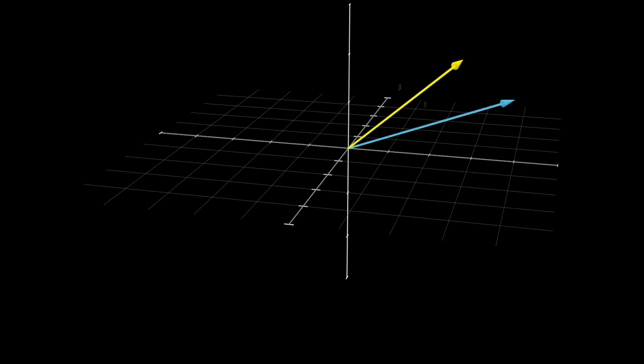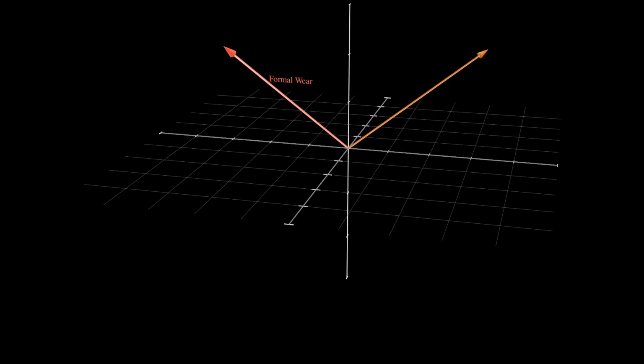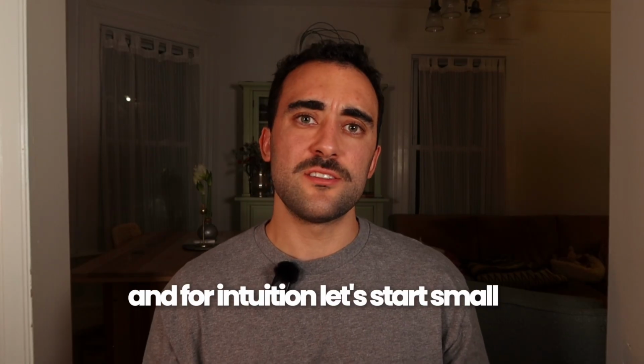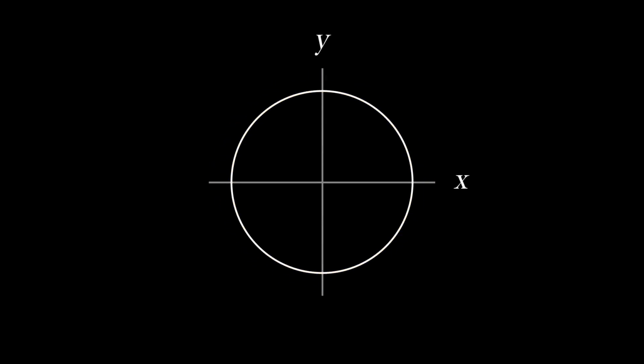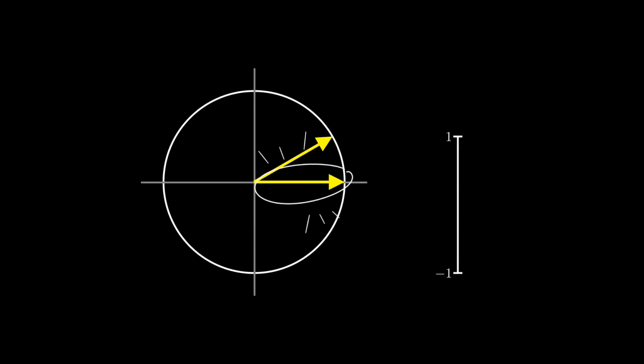Imagine a piece of text is represented by a point, and similarity is just how close these points are to one another. And for intuition, let's start small. Not with hundreds of axes, just two, the XY plane, and let's imagine points on a unit circle. With the unit circle, every point is exactly 1 unit away from the center. Now take these two arrows. One points right to the coordinate 1, 0. The other points in some other direction. Are the directions they're pointing in close? Are they completely different? How do we tell how similar these directions are?